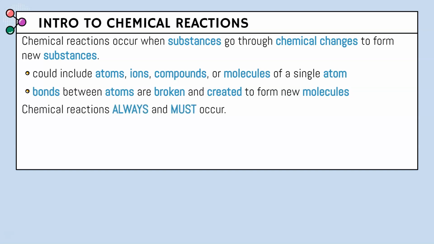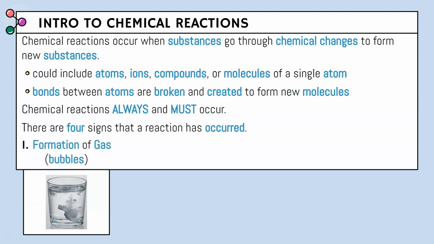Now, chemical reactions always and must occur. And there are actually 4 signs that a chemical reaction has occurred that we can look at. The first sign is a formation of gas, bubbles. I have an image here of Alka-Seltzer tablets going into water. If you ever were sick or had a stomach ache and your mom or dad or guardian put Alka-Seltzers into water, you probably saw it bubble. That is a formation of gas, and that is a sign of a chemical reaction. Another one is if you ever put vinegar and baking soda together, and those bubbles forming, that's gas. It's a sign of a chemical reaction.